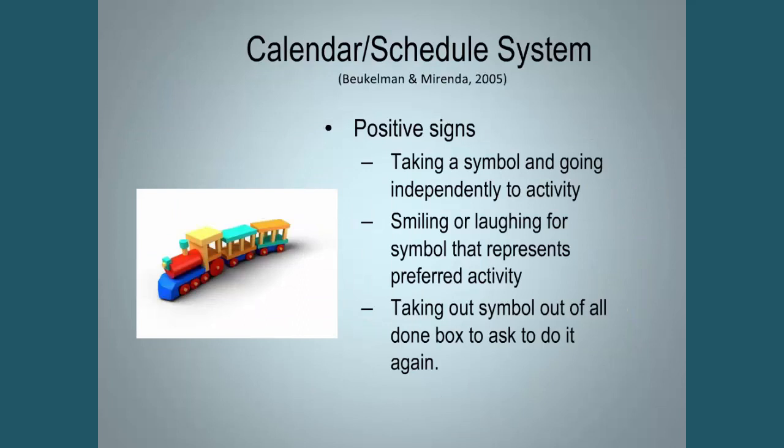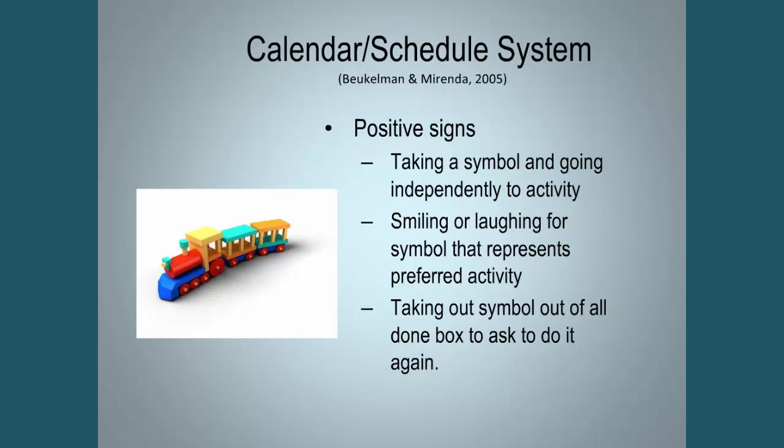So how do you know if you've got them and you're ready to move on to maybe a more complex symbol system? If they're taking a symbol and going independently to the activity. If, for instance, they take out the spoon and they walk right away to the table for breakfast, or if they're smiling or laughing when you take out the symbol for a preferred activity, you know you've got it. Or if they're digging through the all done box to find the activity symbol that they want, you know that they're making connections, they're developing symbolization. Those are all wonderful, wonderful things.